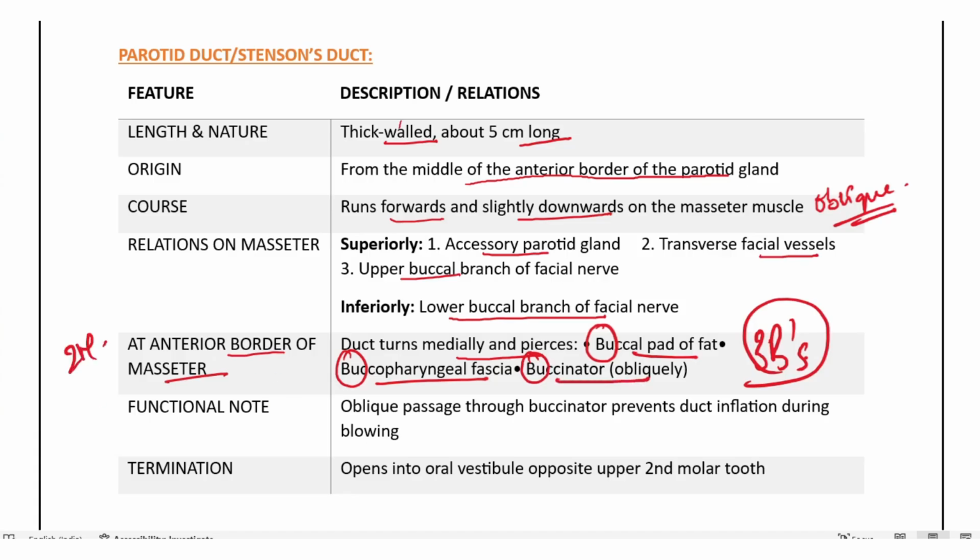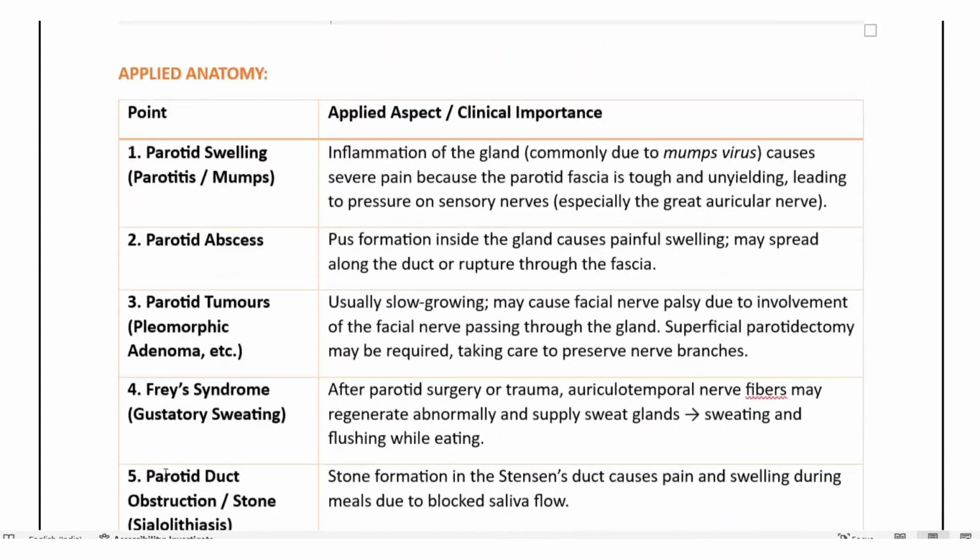Now, this question is asked for 2 marks frequently. So, you should remember the 3Bs whenever they ask you: buccal pad of fat, buccopharyngeal fascia, and the buccinator muscle. Now, the functional note or keynote that we can write here is, because of the oblique course of the duct, it prevents the inflammation when we are blowing. Termination, it opens into the oral vestibule opposite the maxillary second molar. This will cover your parotid or Stenson's duct.